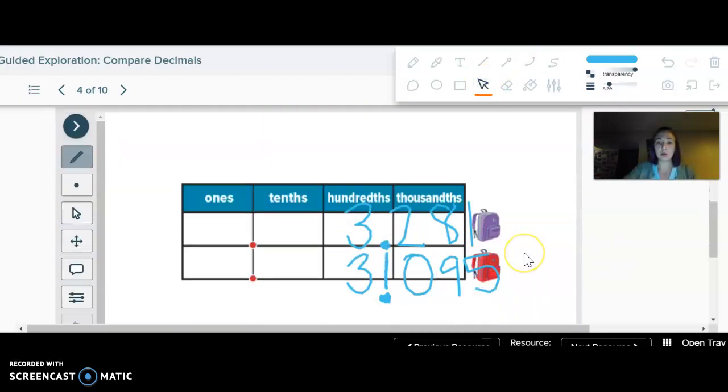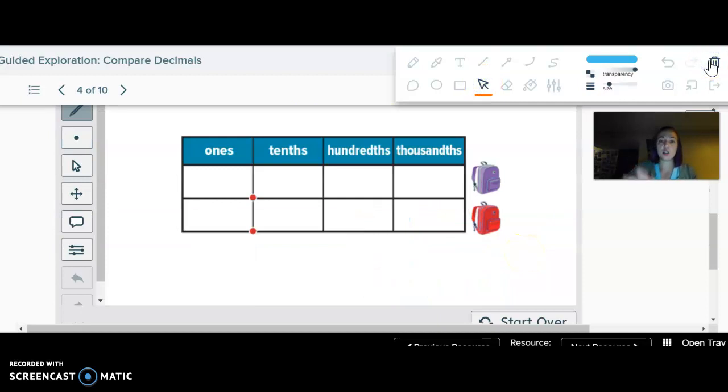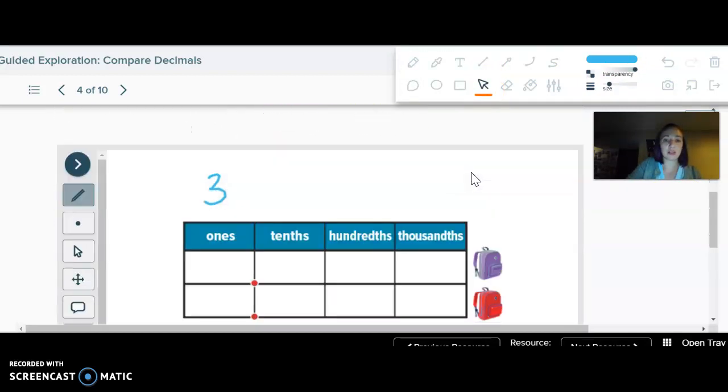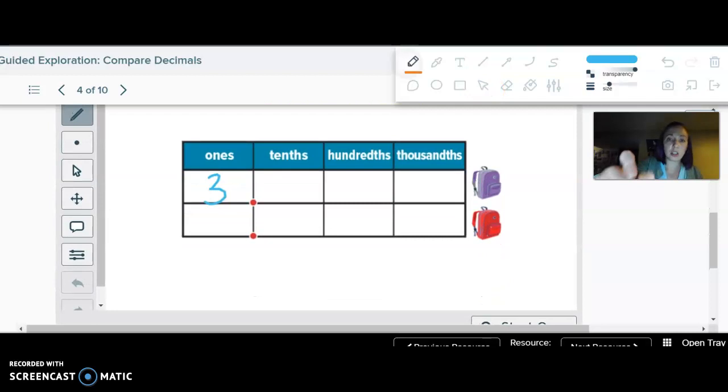Or I can write them in a chart, if I have one, but I don't always have one. So I could write this, I think those are the right numbers, and that helps me keep them in the same place. But again, I don't always have one of those, so I still should line them up even if I don't have a chart.